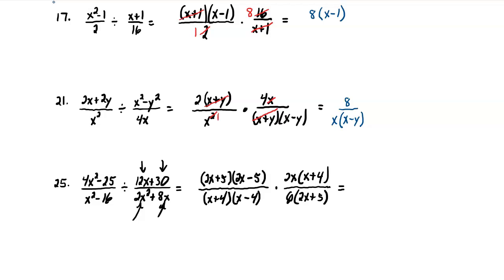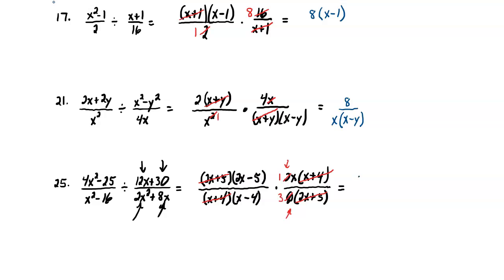Now the canceling. There's a 2x plus 5 in the top, and in the bottom. There's an x plus 4 in the bottom, and in the top. Oh, there's a 2, and there's a 6. Those are reducible. They both divide by 2. 2 divided by 2 is 1, and 6 divided by 2 is 3.